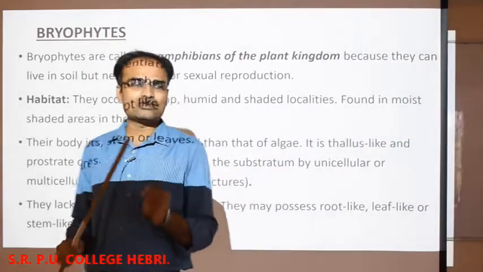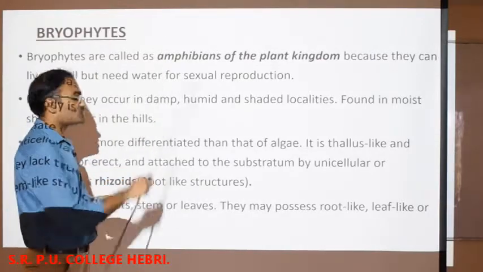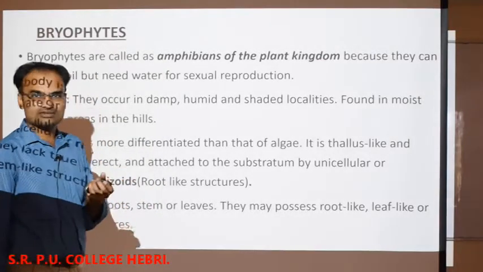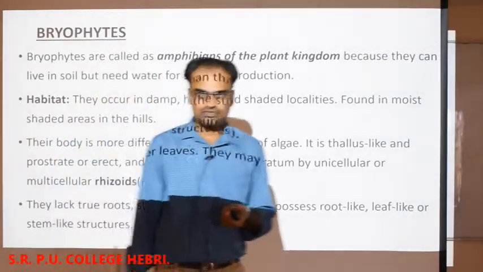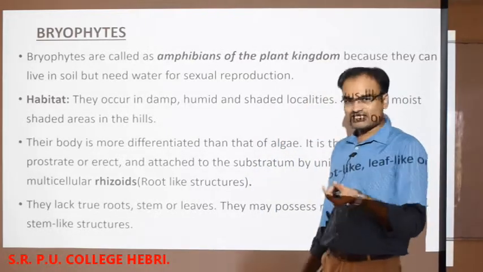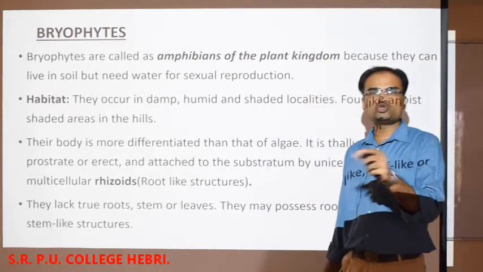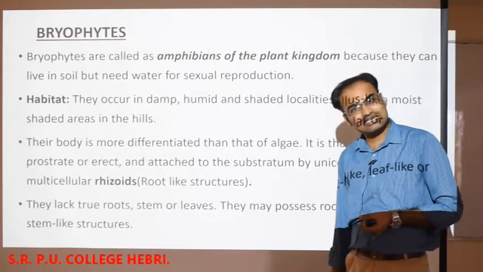So amphibian, what does it mean? There are two words. Amphibian has two words: AMPHI, amphi means dual. BIANS means organism, or life. In short we can say it as life. The organisms which possess two lives. So it means they can grow in the soil as well as in the water.